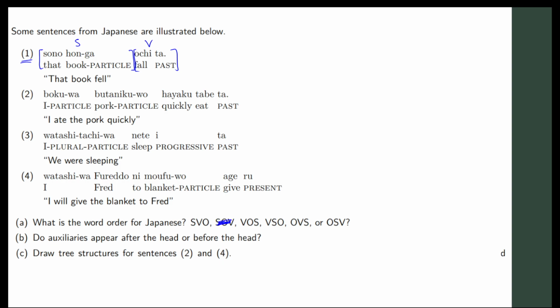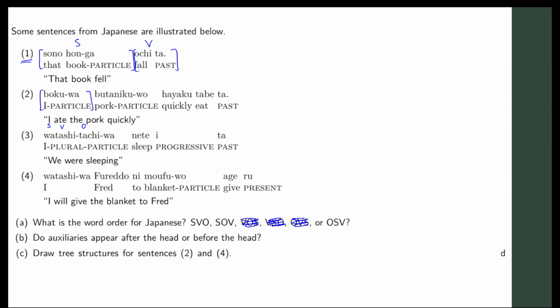So it's not going to be any of these ones. Sorry, the first one I crossed out was incorrect. The verb is after the subject. So we need to find a sentence with an object. So we can look at the second one, I ate the pork quickly. So I is going to be the subject, the pork is going to be the object, and ate will be our verb. So what does that look like in Japanese?